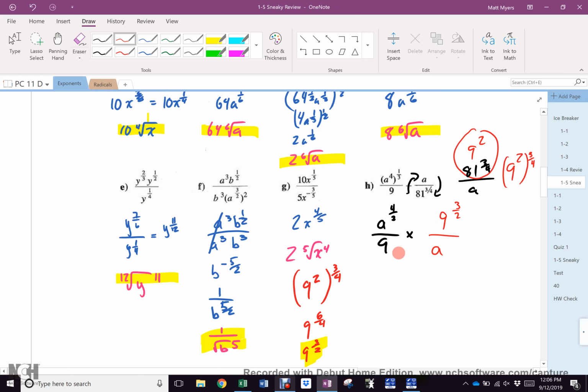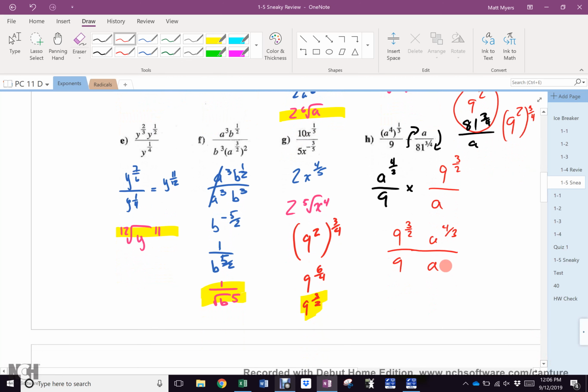Now, does order matter when you're multiplying? Is 5 times 2 the same as 2 times 5? So couldn't I change this order to be this? A to the 4 thirds, I mean. And now I'm just dividing, aren't I? What do I do with my exponents when I'm dividing? I subtract. 3 halves take away 1. Well, 1 is 2 halves, right? So what's 3 halves take away 2 halves? 9 to the 1 half, which is, of course, the same as the square root of 9, which is 3.